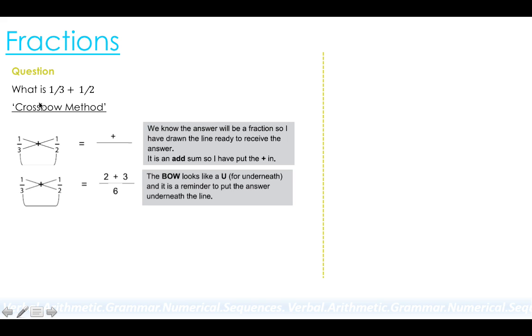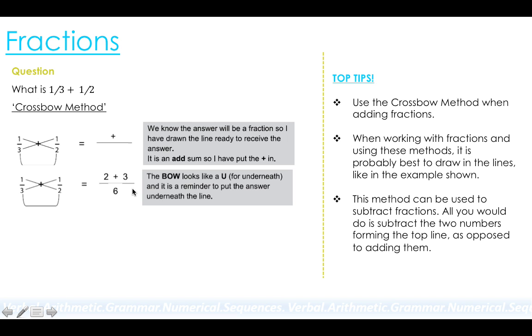Okay, so the next part is you have to do a bow. So the bow would go underneath these bottom two fractions here, and again you would have to multiply these two numbers in order to give you 6. So you would have had 3 plus 2, because you would have done 1 times 2 equals 2, and 3 times 1 equals 3. So the answer would be 5/6. So when working through these fractions and using these methods, it is probably best to draw in the lines as shown here, because it's a useful way to see what numbers you are multiplying together.